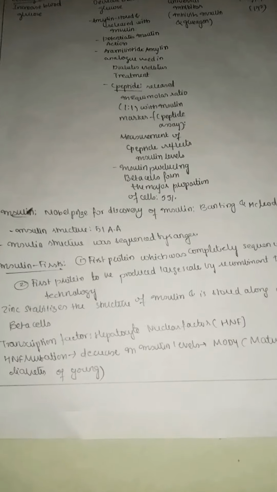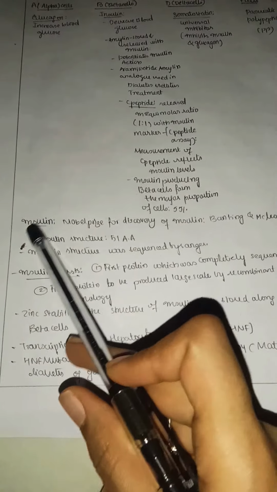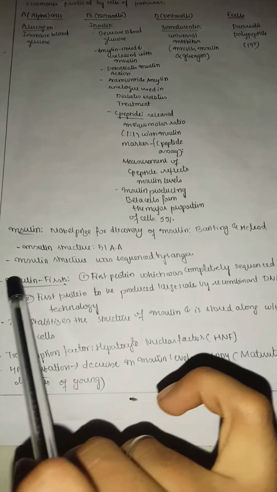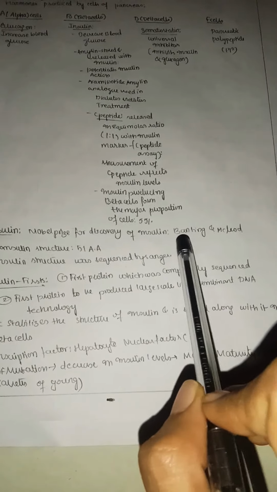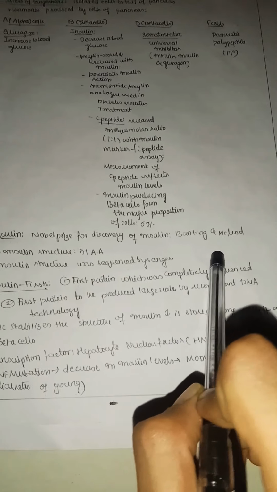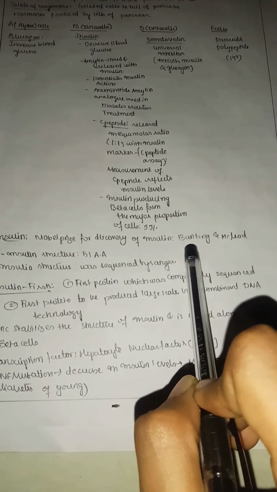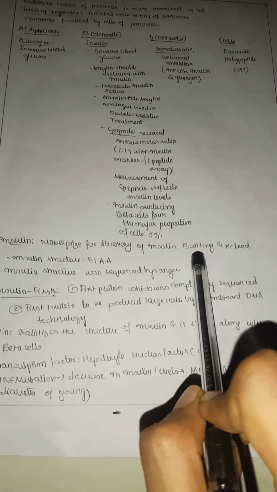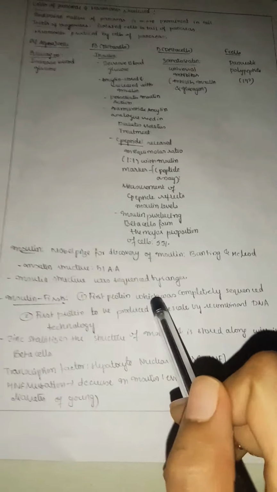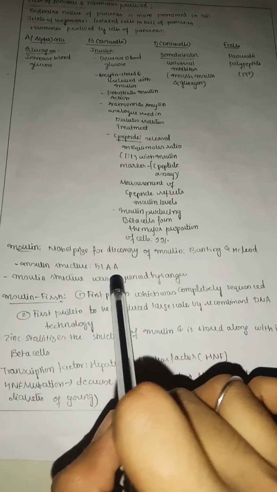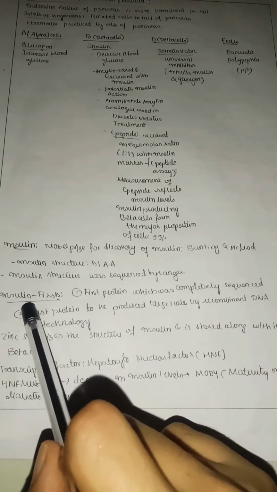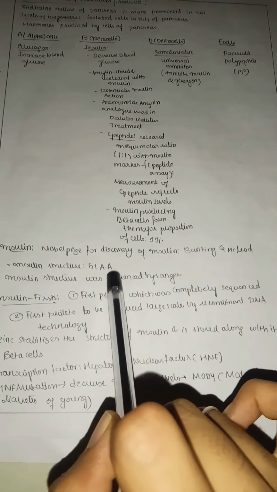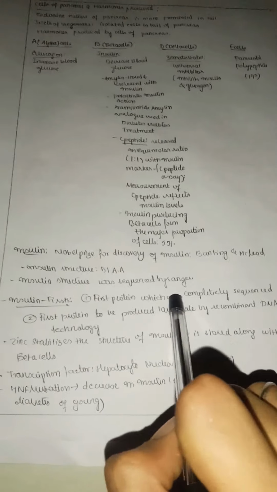Now let us see our major hormone, our important hormone, insulin. Insulin got a Nobel Prize for its discovery, mainly to Banting and MacLeod. Banting is the one who found this, and MacLeod was the owner of the laboratory. Banting and MacLeod are the ones who got the Nobel Prize for the discovery of insulin. Insulin structure has 51 amino acids, and it was sequenced by Sanger. So S for S: sequenced by Sanger.